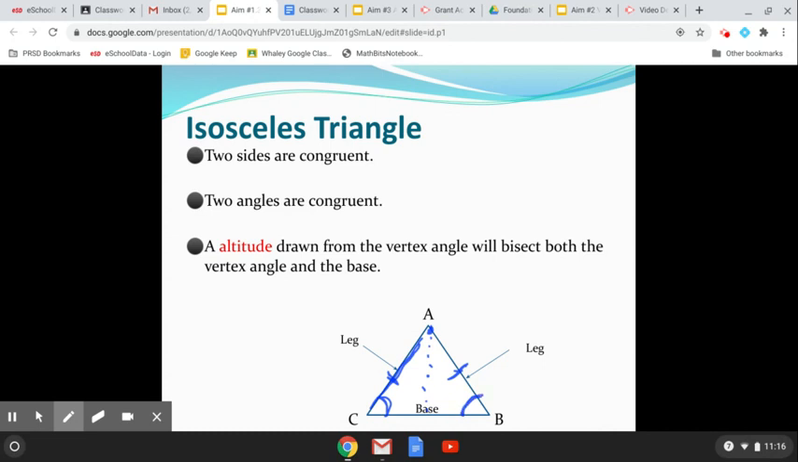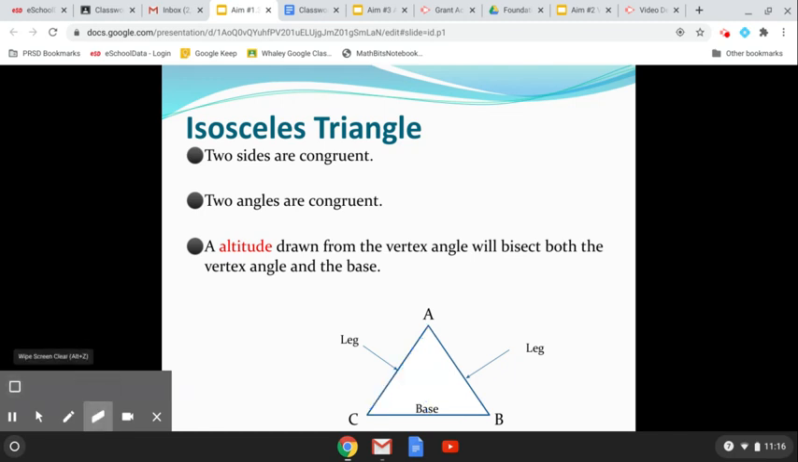Okay? So an isosceles triangle. Why is it isosceles? Well, maybe I find out that it's got two congruent sides. Or maybe I find out it's got two congruent angles. And that's what makes it isosceles. So we're classifying that by both its sides and its angles.